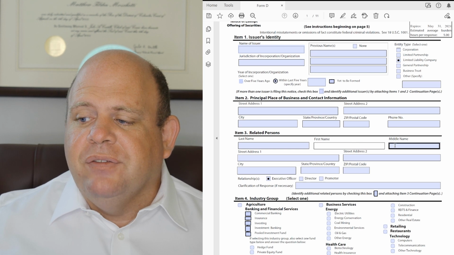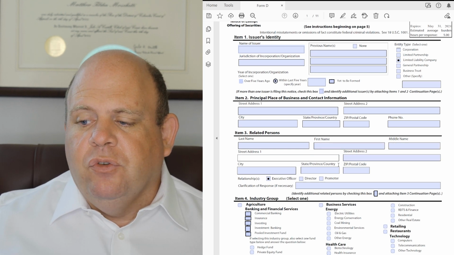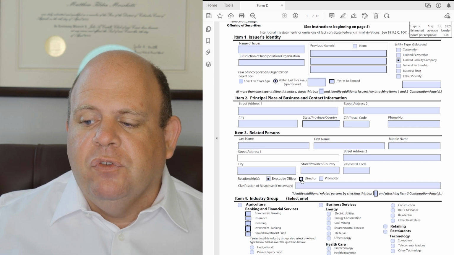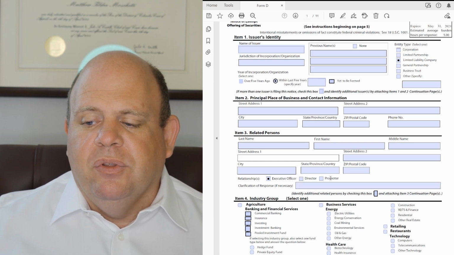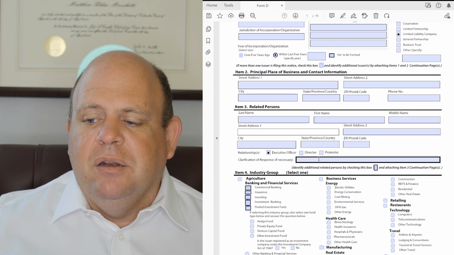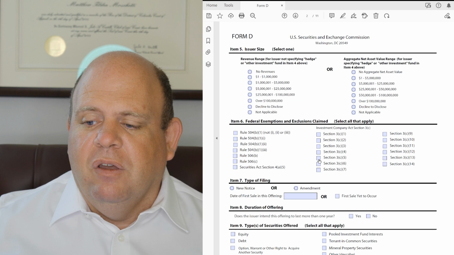So there it's just last name, first name, middle name, street address, contact information, and almost always I use executive officer, though it could be director or promoter in specific circumstances. There's never really a need, in my experience, for clarification of that response.